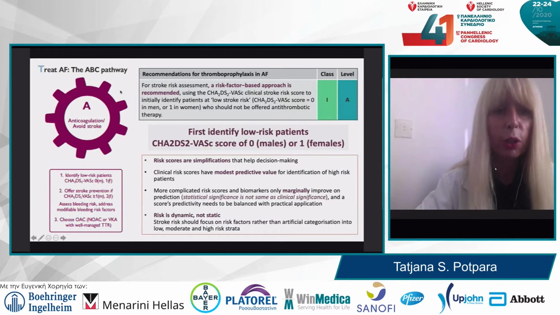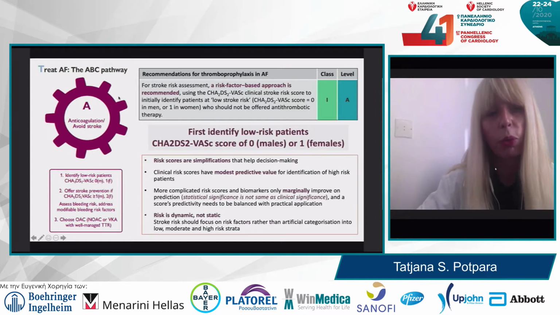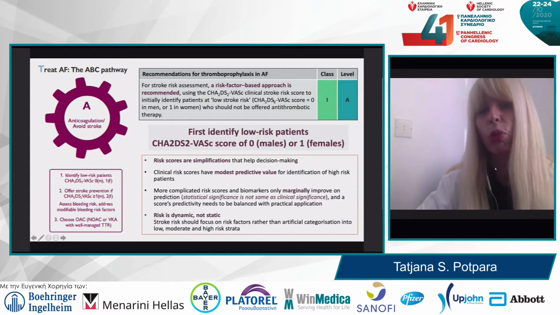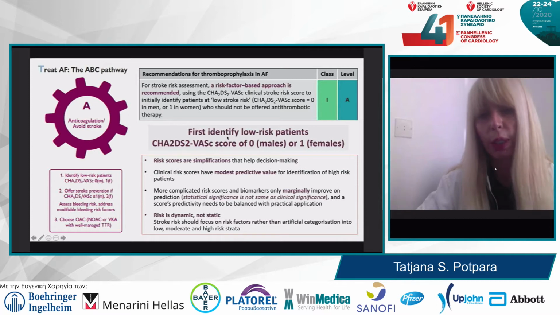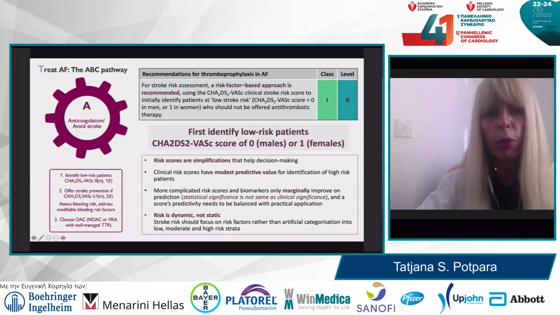As for avoiding stroke, the very first step would be to assess stroke risk. And for stroke risk assessment, 2020 ESC-AF guidelines recommend a risk factor-based approach using the CHA2DS2-VASc clinical stroke risk score to identify patients who are at truly low risk of stroke. So that's the first step, identify truly low risk patients. That is those with a CHA2DS2-VASc score of 0 if males or 1 if females.